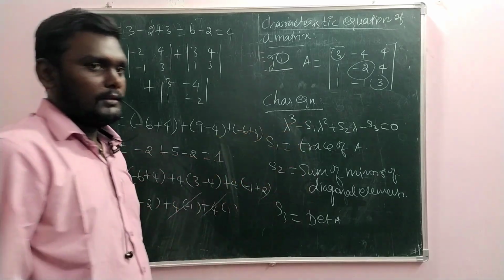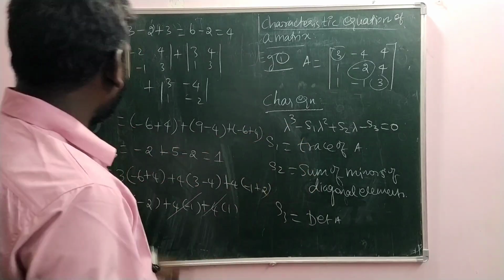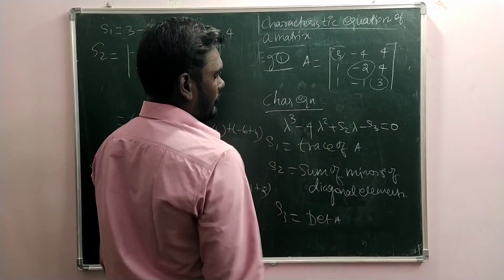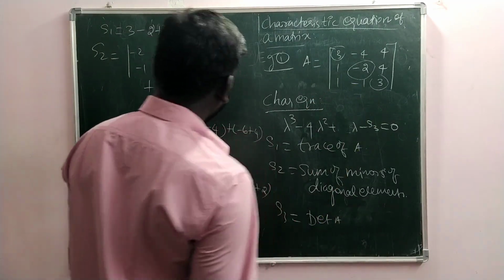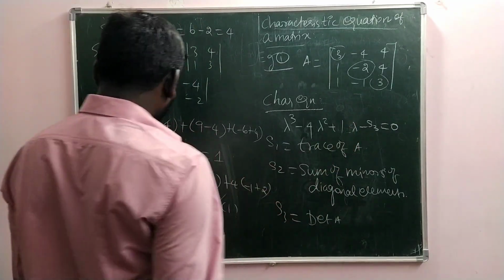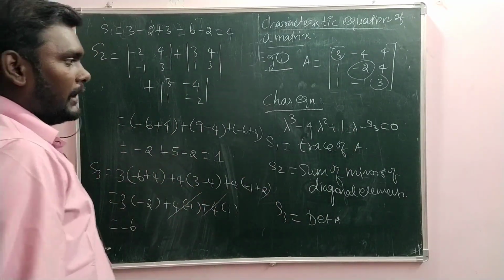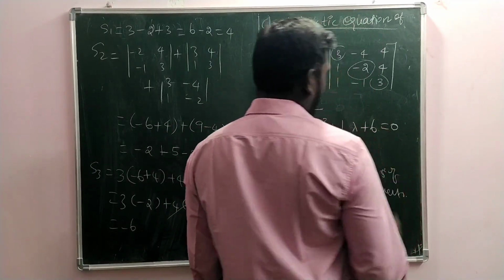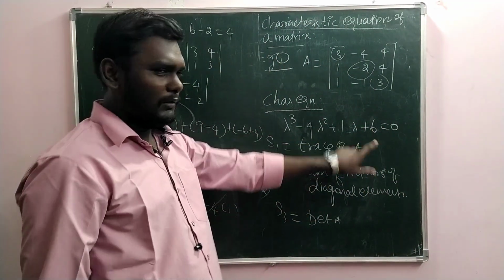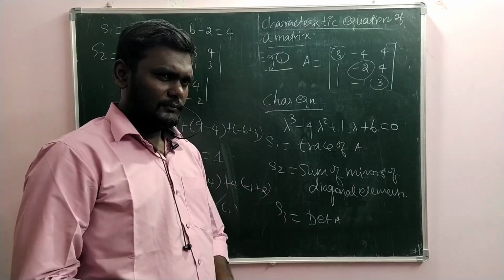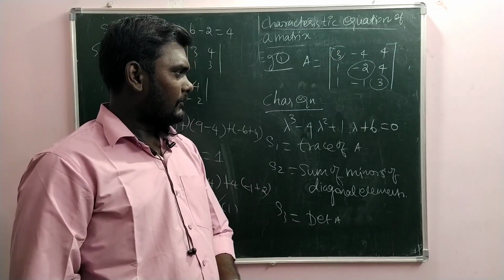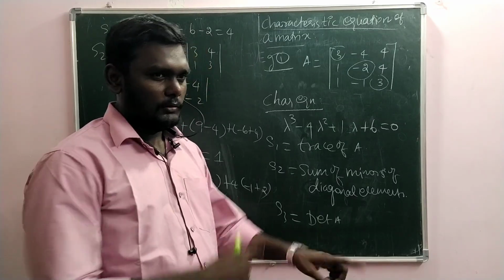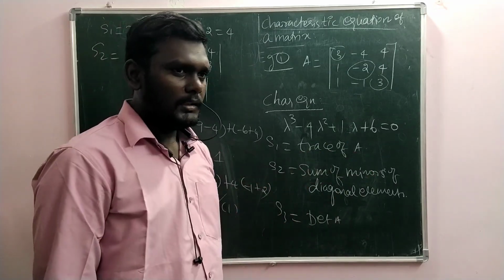So substitute in this equation, minus S1. S1 is what? We got 4 lambda square. S2 is what? We got 1 and S3 is minus 6. Minus of minus 6 will become plus 6. I think while multiplying we got plus 4 over there, is it? Somewhere I might have committed some mistakes. Just go through. Okay. But this is the correct one.